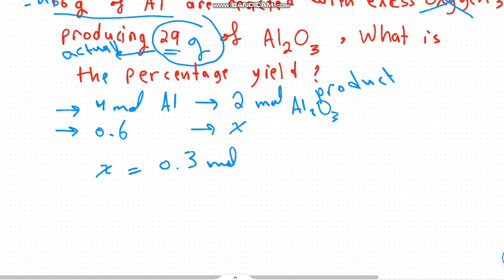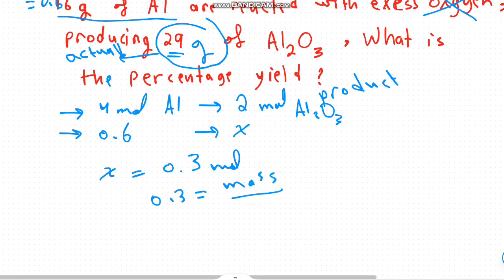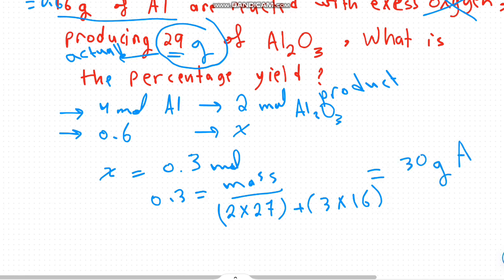Since we're asking about the theoretical yield, we have to convert this to mass. 0.3 equals mass divided by molar mass: 2 times aluminum, which is 27 on the periodic table, plus oxygen is 16, so 3 times 16. The mass using the calculator will be 30 grams of aluminum oxide. This mass is called the theoretical mass because we calculated it.